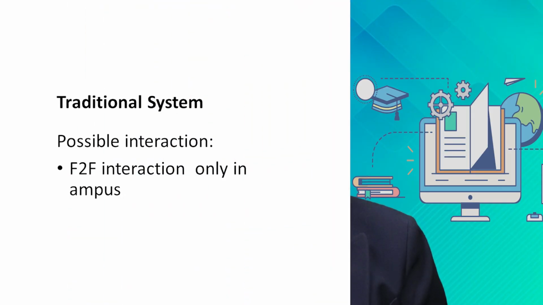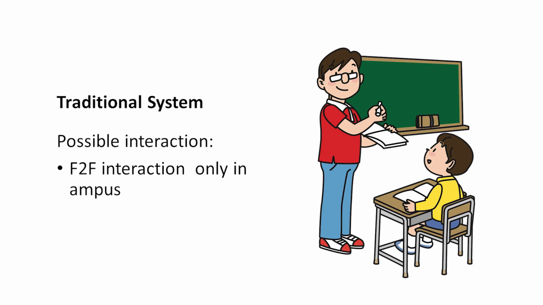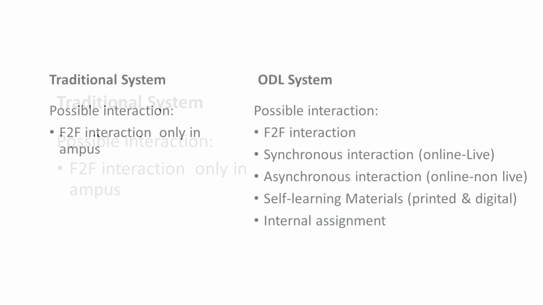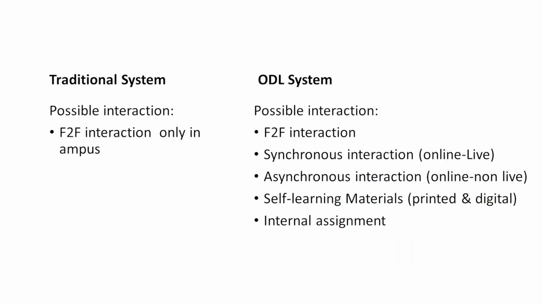If interaction is the hallmark of quality, we can see the possible interactions in the ODL system. The face-to-face interaction, the synchronous interaction, that is online live interaction, the asynchronous interaction, that is online, non-live, self-learning materials, printed and digital, and the internal assignment. These are the items through which we can interact with the learners. So, it is more than the traditional system. In the ODL system, we have numerous systems of interaction.